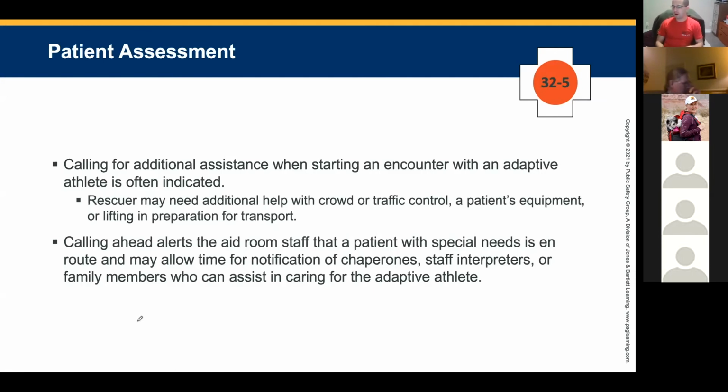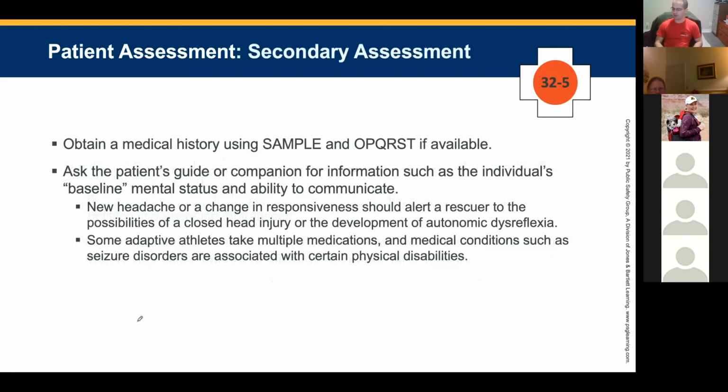So we can also call ahead and alert the first aid room that the patient's en route, which may allow notification of chaperones, staff interpreters, or family members who can assist in caring for the adaptive athlete. We want to make sure we obtain a SAMPLE history and OPQRST. We want to ask the patient's guide or companion about their baseline. So we want to find out, what is normal for this individual, right? Or if they're different, right?